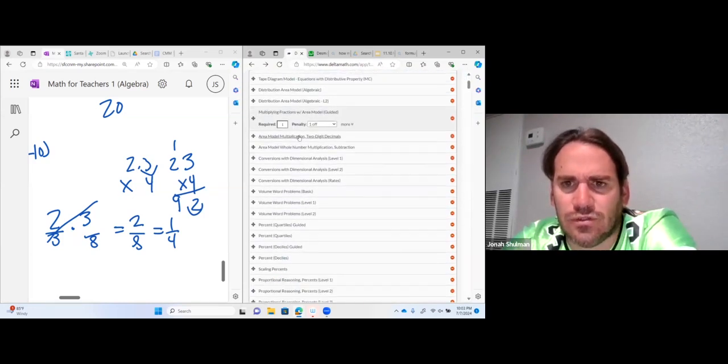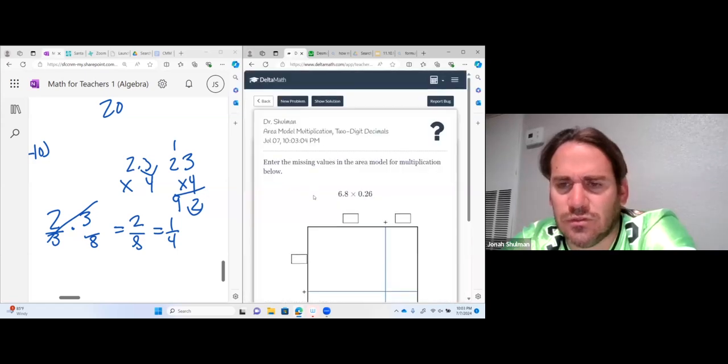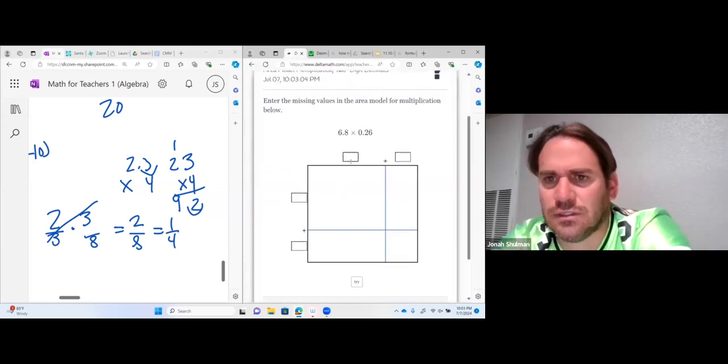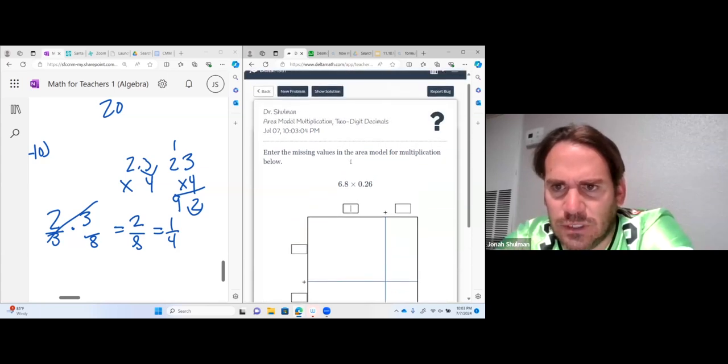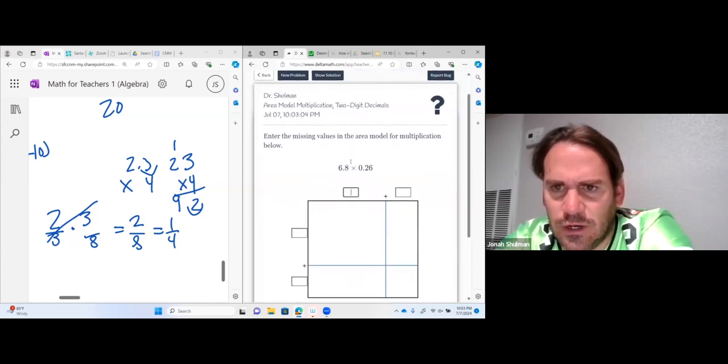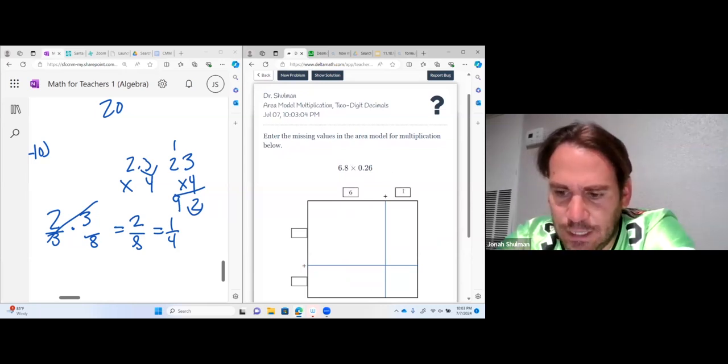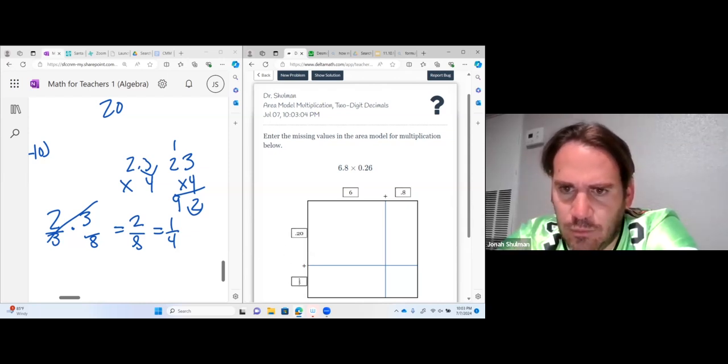All right, so let's do one of these with 2-digit multiplication. All right, so this is tough. So enter the missing values in the area model. Okay, so I believe this is 6 and 0.8. And this one's going to be 0.20 and 0.06.